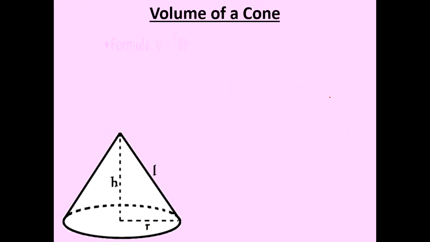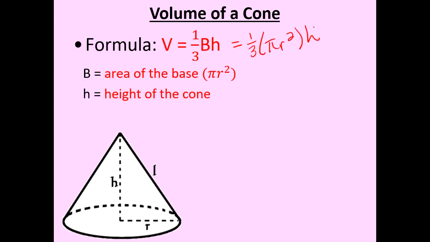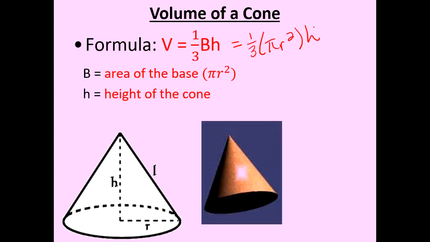Okay, now the volume of a cone. Just like a pyramid, it's going to be 1/3 times the area of the base times the height. So really, you could say the volume of a cone is 1/3 times pi r squared times the height, because in a cone, the base is always going to be a circle. Remember that big B always represents the area of the base, no matter what formula you're in, and h is the perpendicular height of the cone.